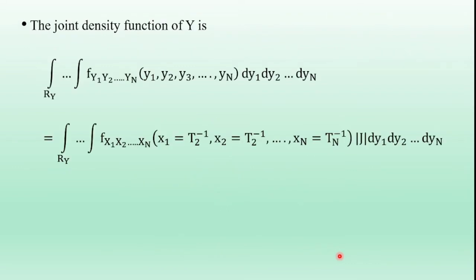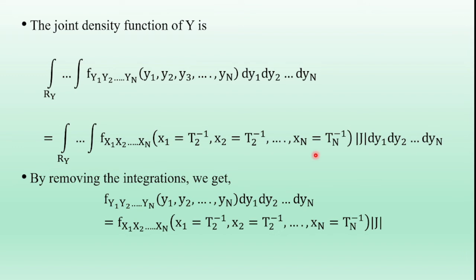In the previous case, we wrote the joint density function of the random variable X in terms of the random variable Y. Similarly, in the reverse case, the joint density function of the random variable Y is the integral over region Ry of the joint probability density function of X, f of X1, X2 and so on XN, at x1 equal to T1 power minus 1, x2 is equal to T2 power minus 1, and so on xn is equal to Tn power minus 1, into the Jacobian, dy1, dy2 and so on dyn.